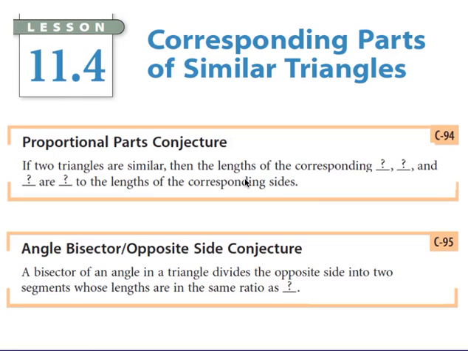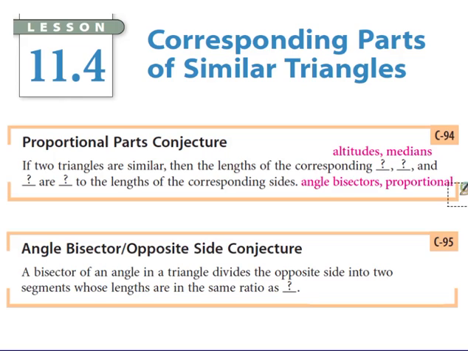But we're going to talk about the proportional parts conjecture. What that states is that if two triangles are similar, then the lengths of the corresponding altitudes and medians, and angle bisectors are proportional to the lengths of the corresponding sides. So basically, if you have an altitude, a median, or an angle bisector, that also works with the proportions. And you're going to see that in a few of the examples today.